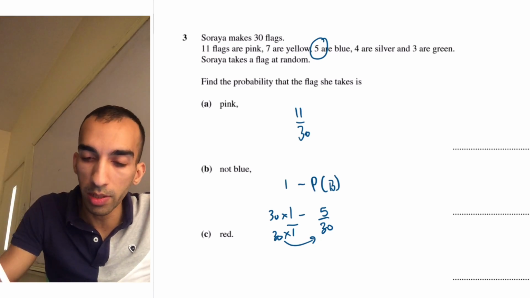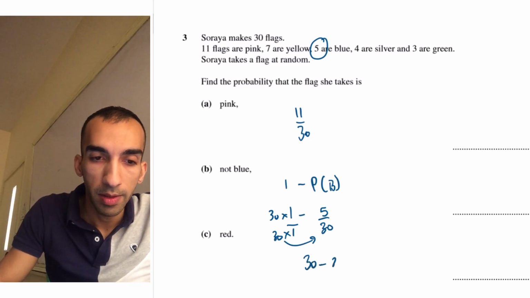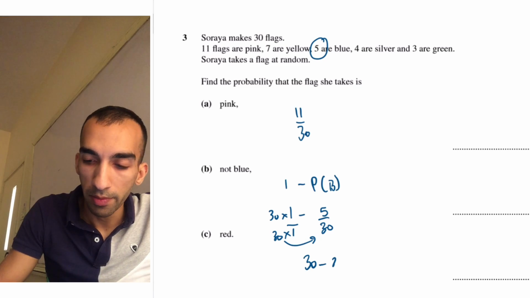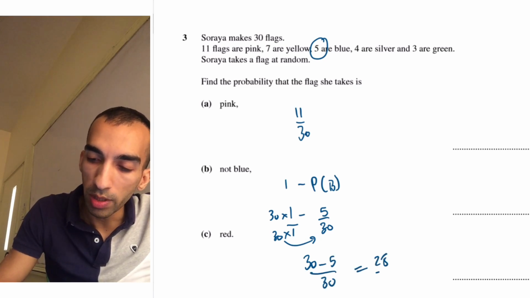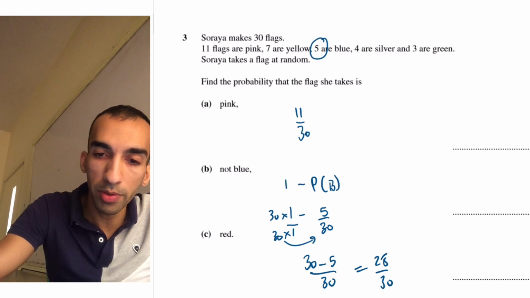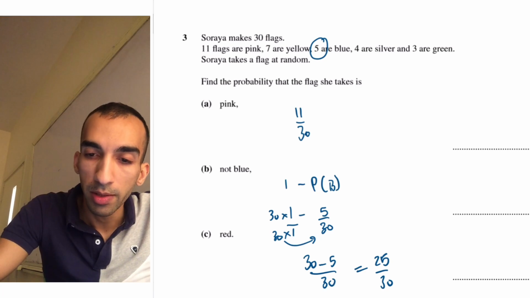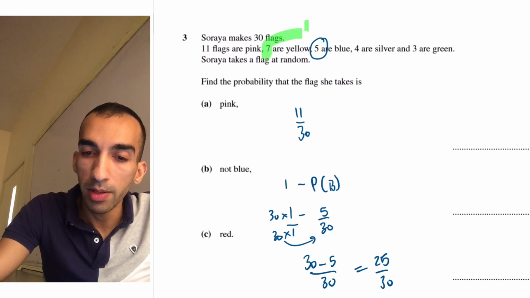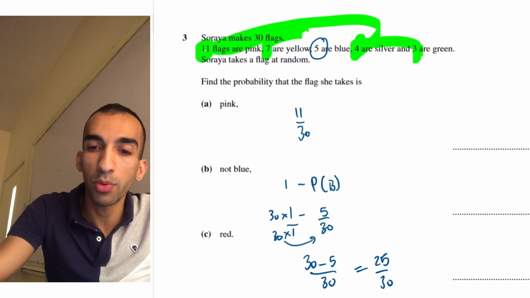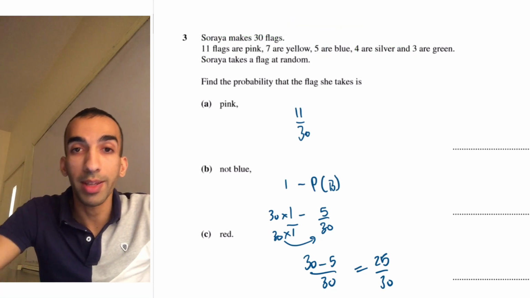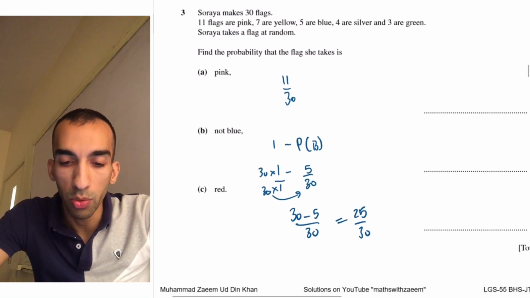Multiply the numerator with 30 as well. 30 minus 5 over 30, and that gives you 25 by 30. Now you might be wondering, why did I go through all of this hassle, whereas I could have just added up these numbers 7, 11, 4 and 3. They would have given me 25 as well. Well, you're correct. That's another way of doing it too.